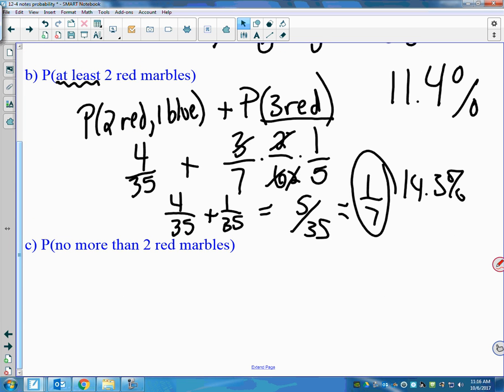So what about this one? If it says no more than 2 red marbles, I'd like you to think about what the options are there, of what I could set up, and would it be an "and" or would it be an "or" when I do that? And we'll talk about that one in class.